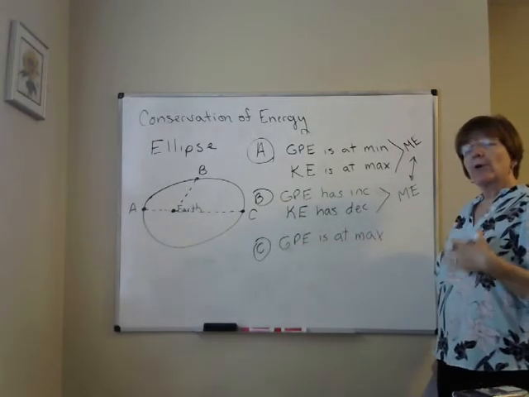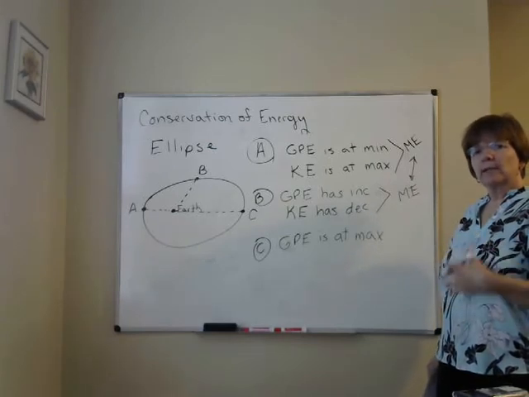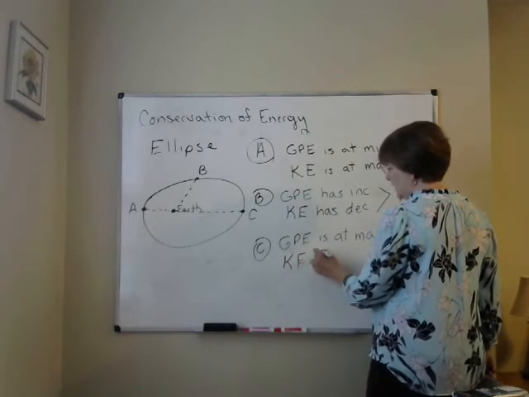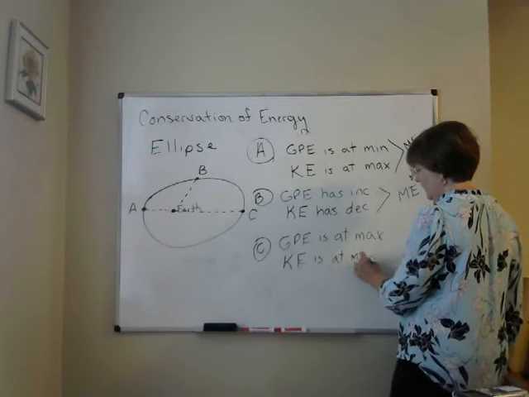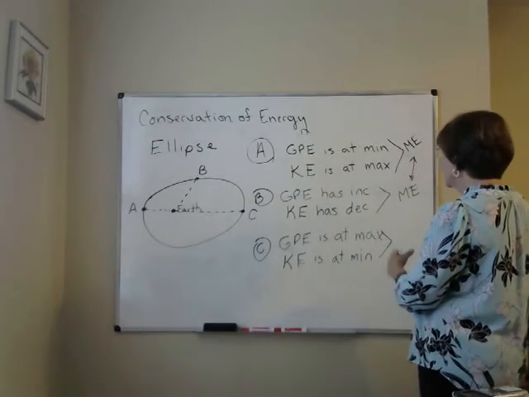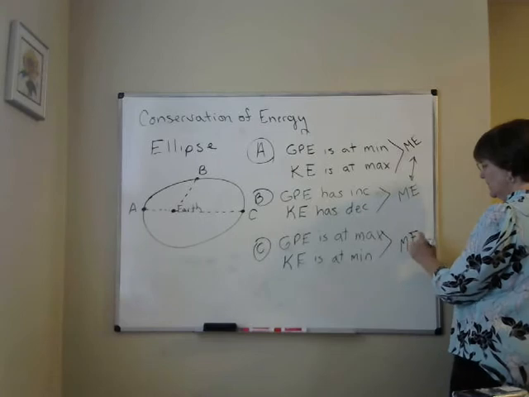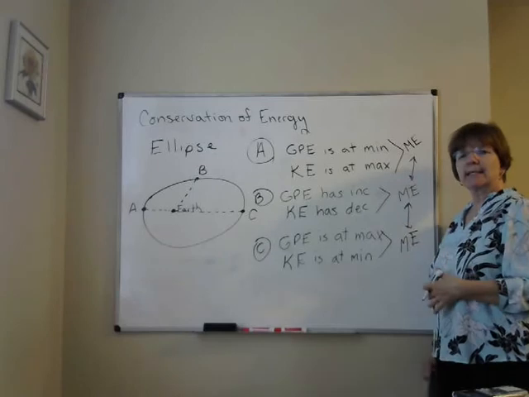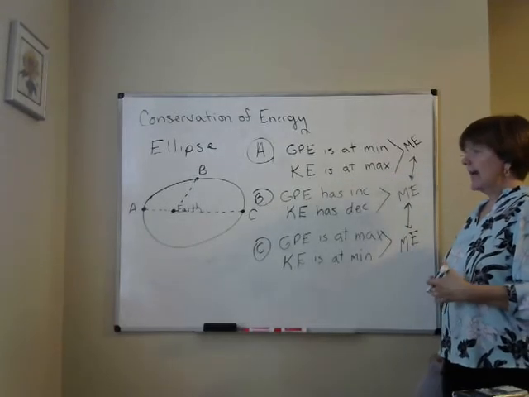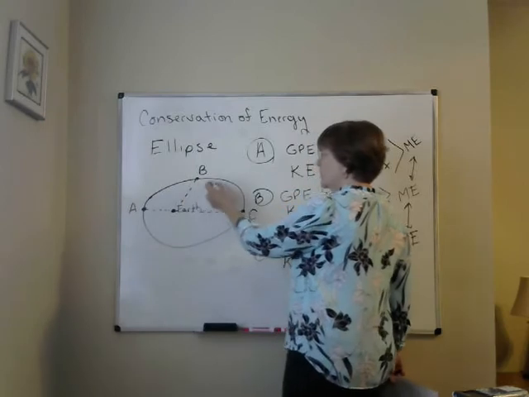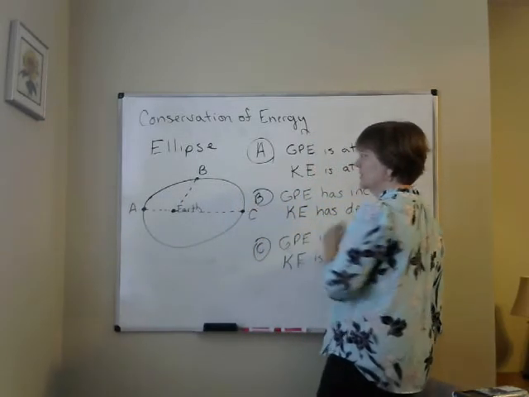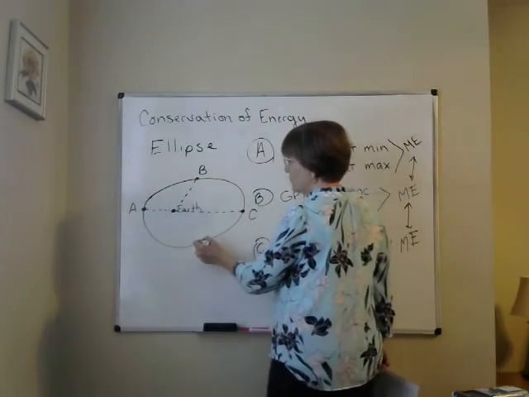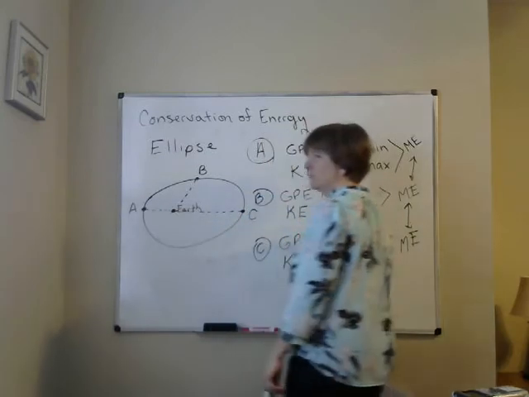However, when we are farthest away, we are going the slowest speed. So our kinetic energy is at a minimum. And again, if you add those together, we get the same amount. So the total mechanical energy at point A and point B and point C is always the same. But as we are slowing down, we're losing kinetic energy and gaining gravitational potential energy. On the way back around this way, we're losing gravitational potential energy and we're gaining kinetic energy.